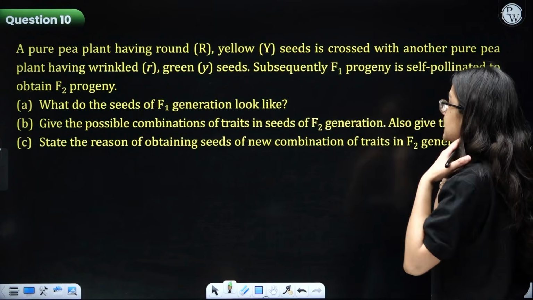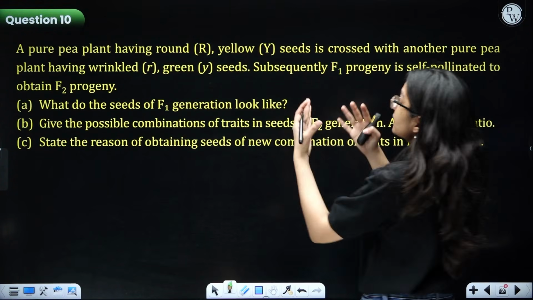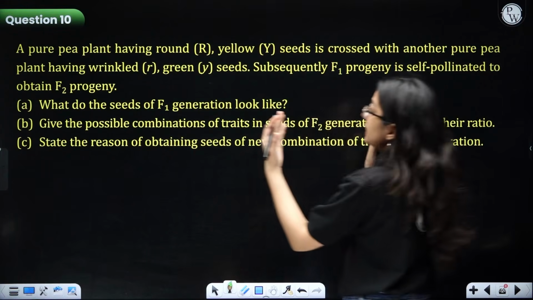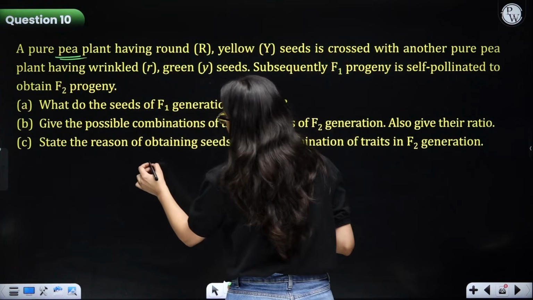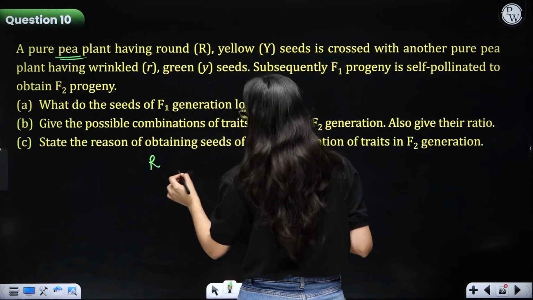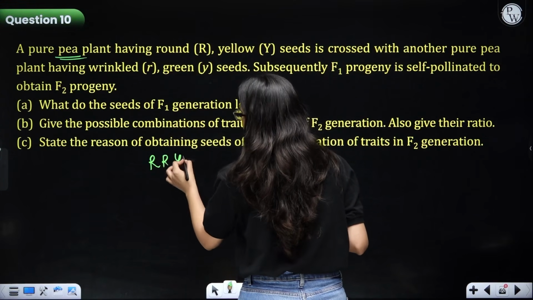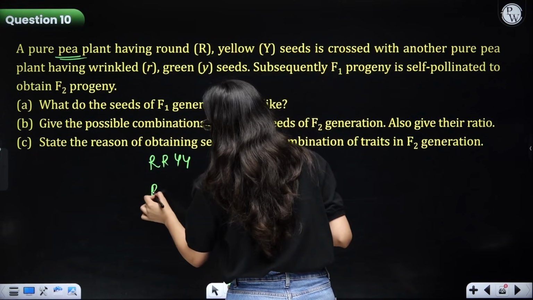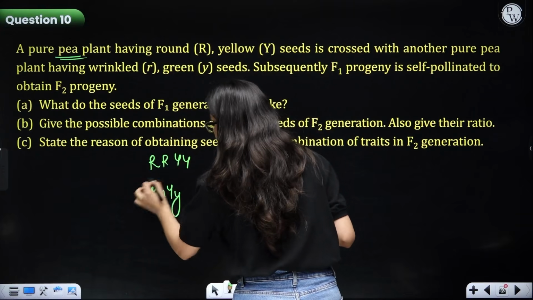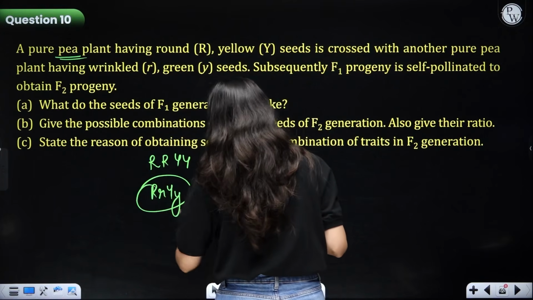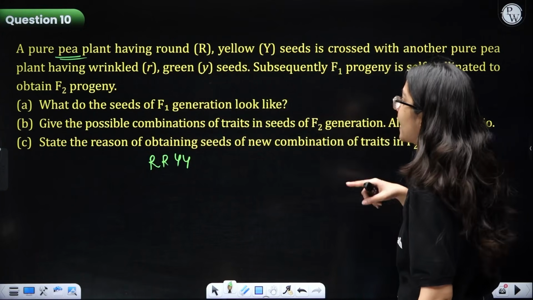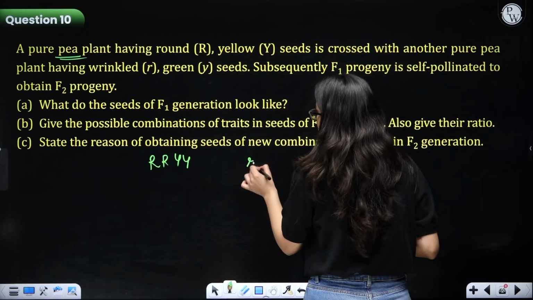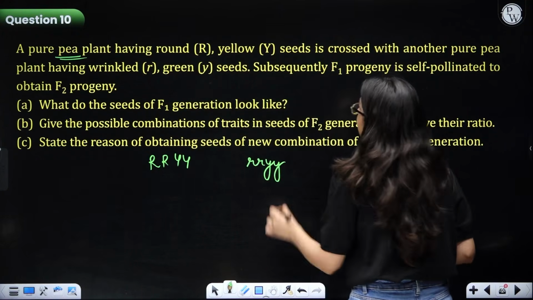Question number 10 says, a pure pea plant having round and yellow seeds. Pure means homozygous. So pure which has round and yellow. The pure one cannot be this, because this is not pure. This is hybrid. This is heterozygous. So this is not pure at all. It is crossed with another pure plant having wrinkled and green. So wrinkled and green will look somewhat like this.